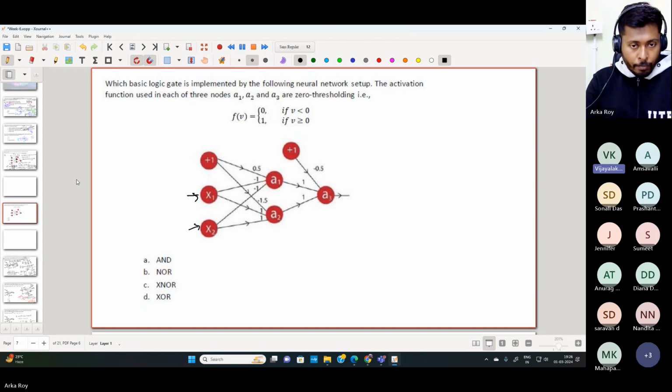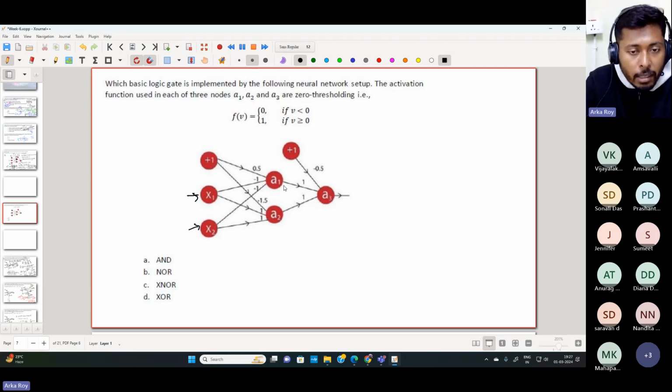NAND function. NAND cannot be the answer. You can see NAND is not there in the list as well. No, the answer is C, sir. XNOR, sir. For A1 output, it will be like an AND operation.